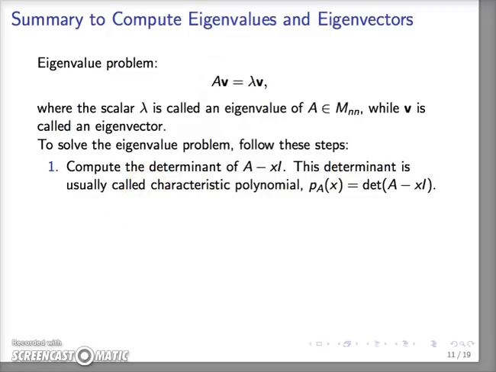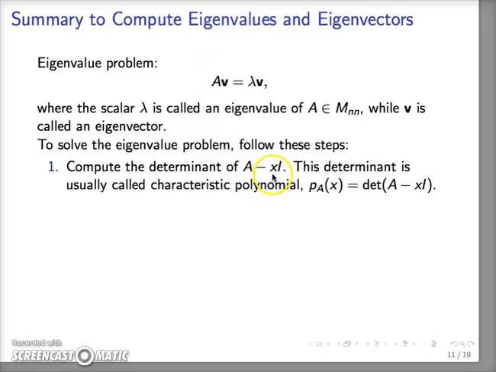So we consider the eigenvalue problem being A times a vector v, a non-trivial vector, equal to lambda times that same vector. Both of those things are equal to each other. Lambda is a scalar called the eigenvalue, and v is a vector that has as many entries as the number of columns of the matrix A. To solve the eigenvalue problem, which is that vector equation, we'd like to follow these steps.